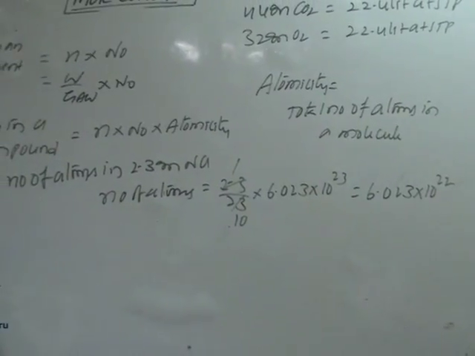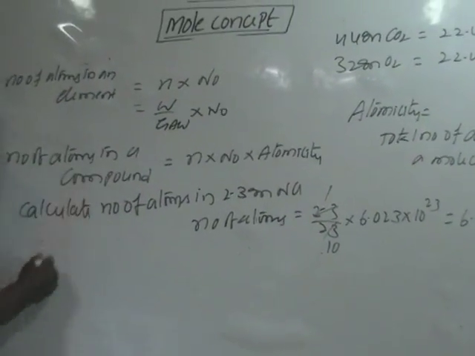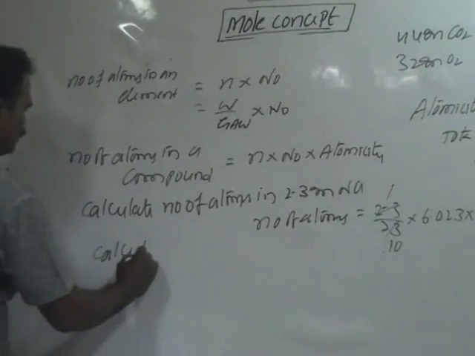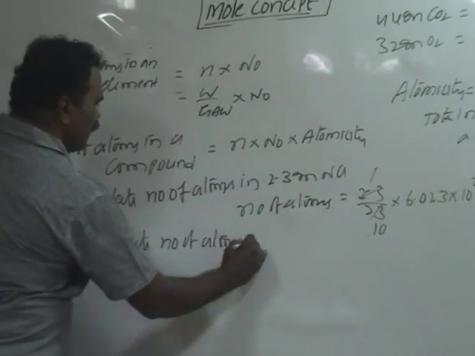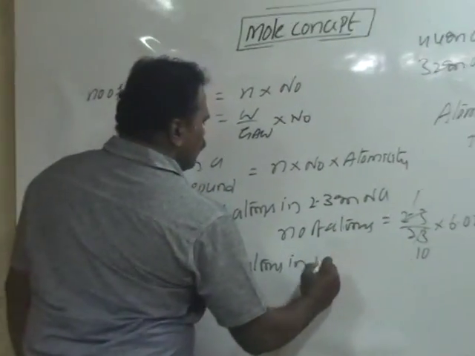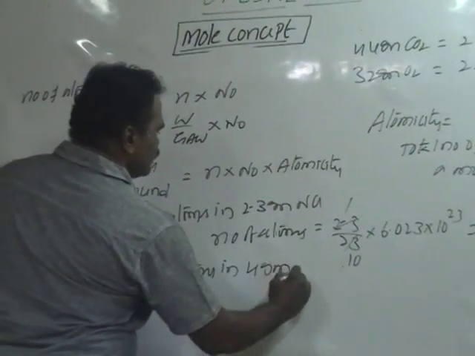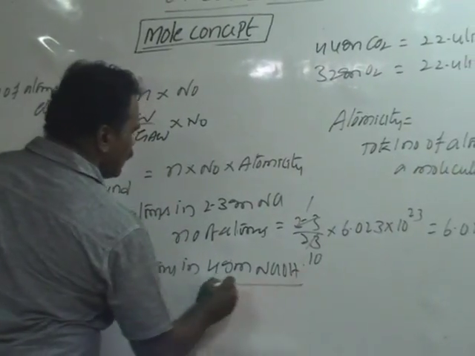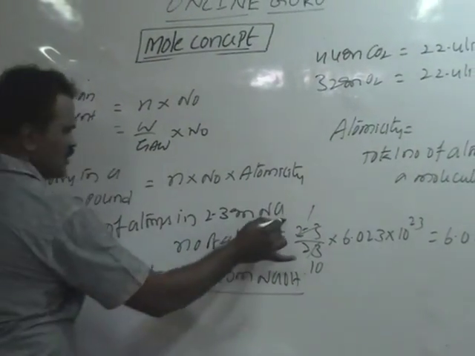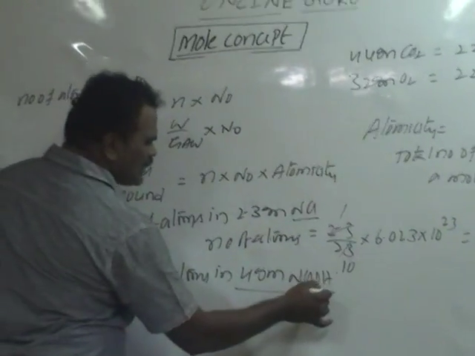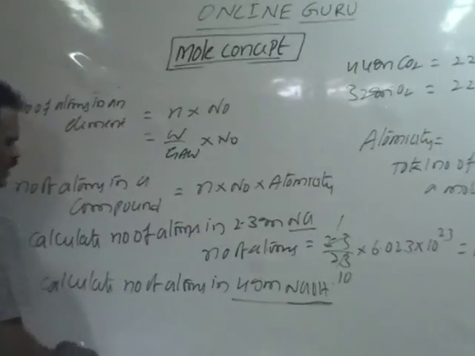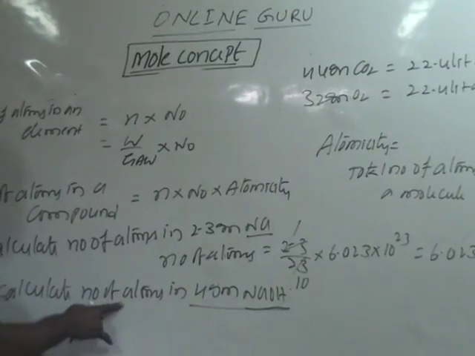Similarly, how can we calculate the number of atoms if a compound is given? Calculate the number of atoms in 4 grams of sodium hydroxide. Here sodium is taken. That means it is an element. Sodium hydroxide means this is a compound. So we are going to find out the number of atoms but not the number of molecules.